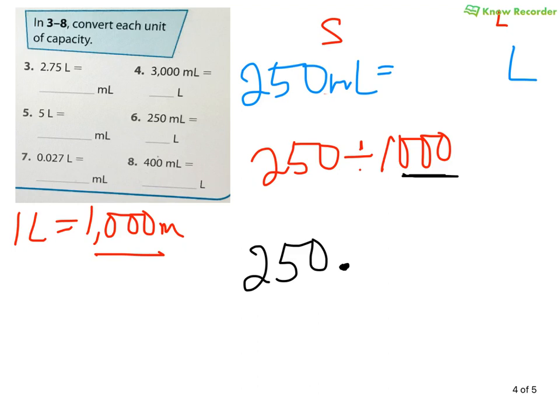When I divide, I'm going to shift to the left because I need to make my number smaller. So, 1, 2, 3 places. My new decimal goes here. I make sure I rewrite it. 250 thousandths liters. That's like a quarter liter. No, it's not like a quarter liter. It is a quarter liter.